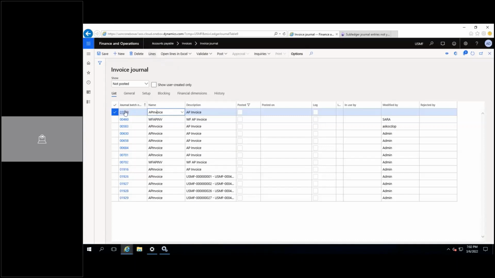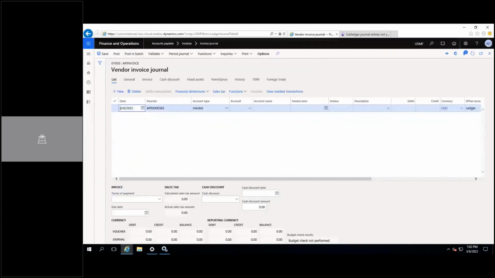Or you can click on this number. Either one is fine. Okay, date is coming automatically. From where it is coming, you will understand later. The voucher number is coming from somewhere else. You will understand this one later.